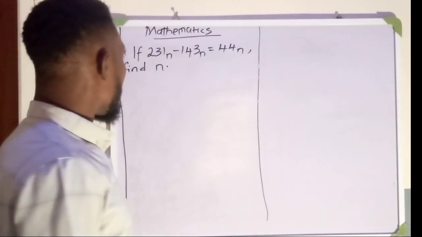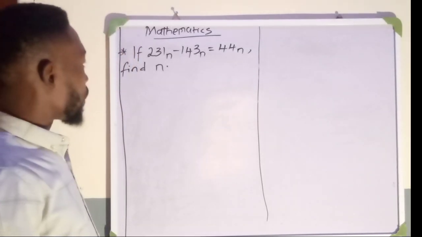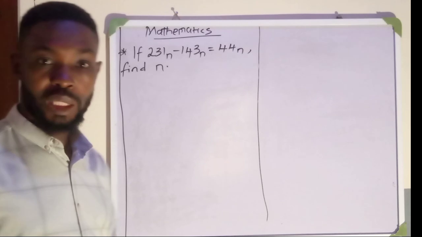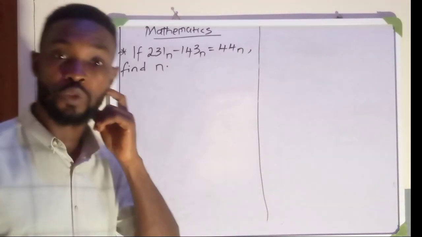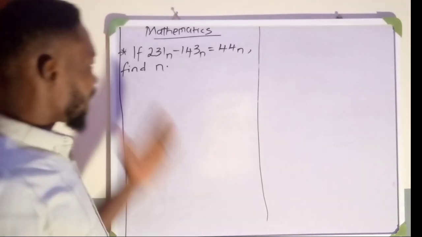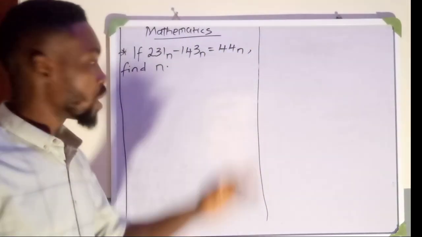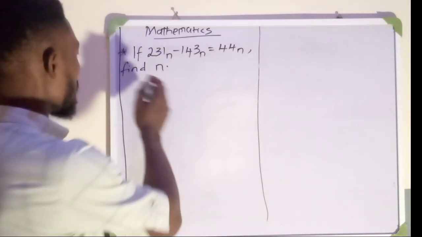Okay, welcome once again. Let's look at this problem. Mathematical problem on number base. If 231 in base n minus 143 in base n is equal to 44 in base n, find n. What is n? n is a common base for all the numbers there. So we need to find what it is. So let's quickly go into the question.